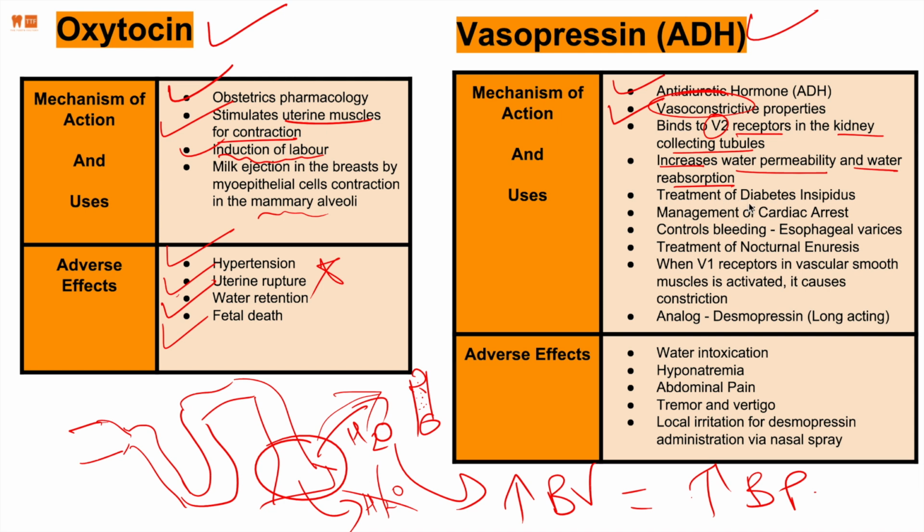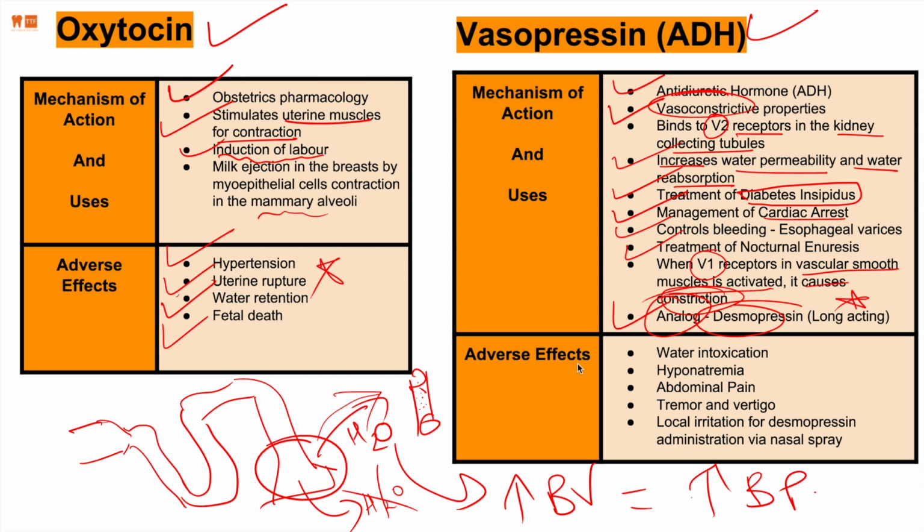Okay. Treatment of diabetes insipidus, we can use vasopressin. Management of cardiac arrest, we can use vasopressin. Controls bleeding, esophageal varices, as well as treatment of nocturnal enuresis. So wet beds, basically. When the V1 receptor in the vascular smooth muscle is activated, then it causes vascular smooth muscle constriction. Vascular constriction. The analog, which is the drug, is desmopressin, and it's a long-acting drug.